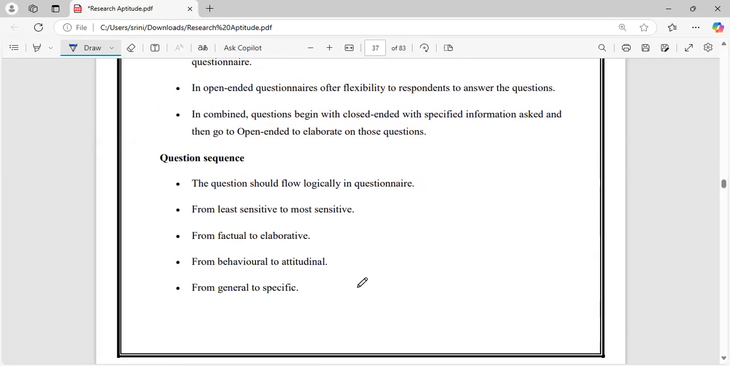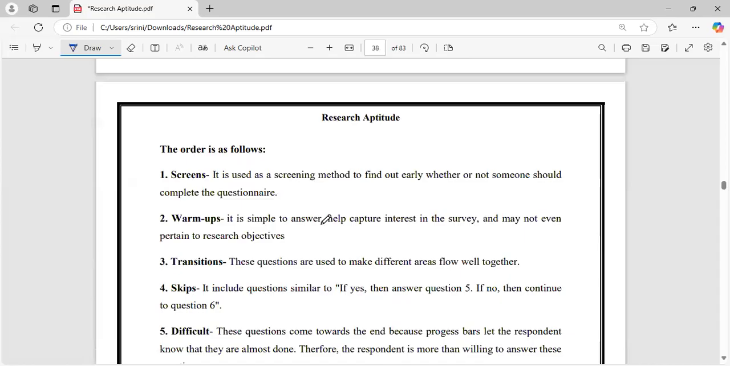Question sequence. What sequence can be handled? The questions should flow logically in the questionnaire from least sensitive to most sensitive, from factual to elaborative, from behavioral to attitudinal, from general to specific. The order here is screens. It is used as a screening method to find out early whether or not someone should complete the questionnaire.